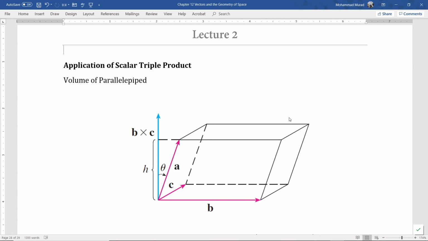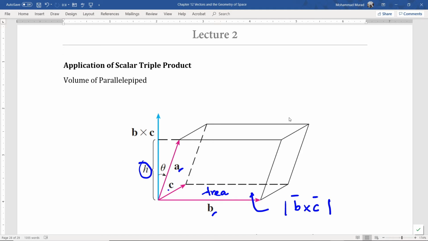Application of scalar triple product. Suppose we have three vectors B, C, and A. The volume of this parallelepiped formed by these three vectors A, B, C is given by the area of this base and the height. So the area of this base, since it's a parallelogram, is given by the magnitude of the cross product of the vectors B and C.